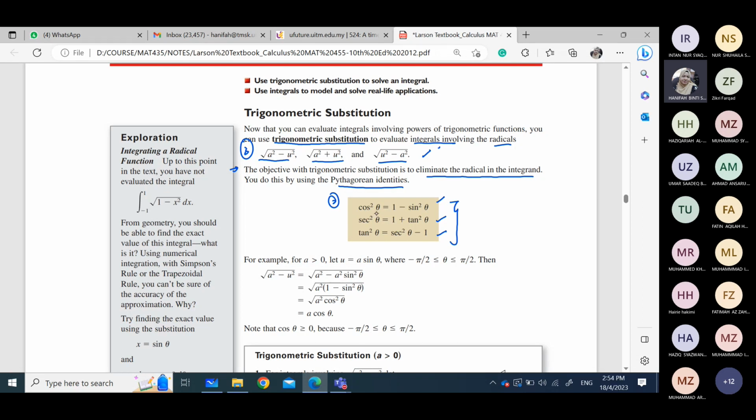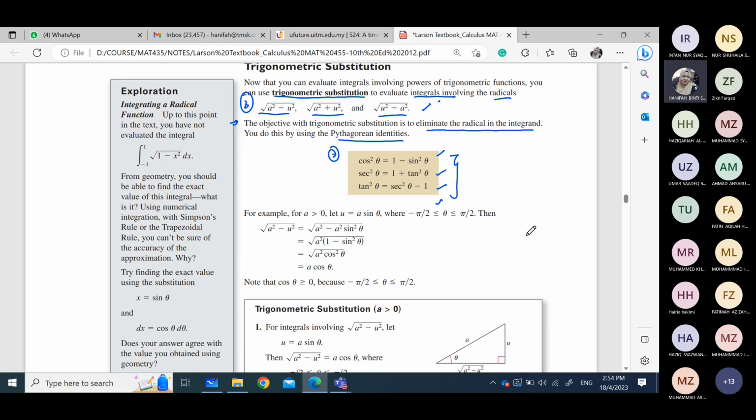We have cosine squared theta equal to 1 minus sin squared theta, secant squared theta equal to 1 plus tangent squared theta, tangent squared theta equal to secant squared theta minus 1. Ini akan kita gunakan untuk kita selesaikan radical yang diberikan. Katalah integral you tak melibatkan radical ni, tak perlulah guna trigonometric substitution. You boleh guna any method that's suitable with the problem. Faham ya? Ada soalan tak atas ni? Faham, madam. Okay, good.